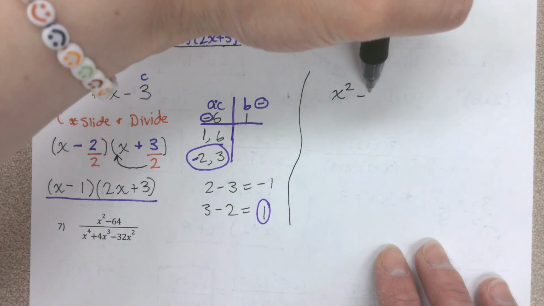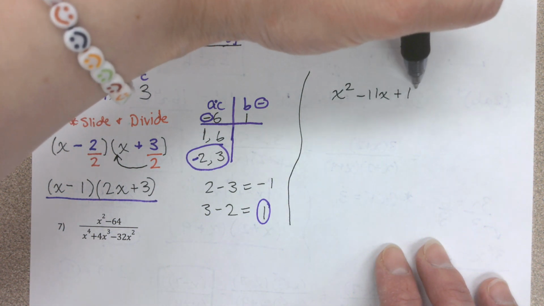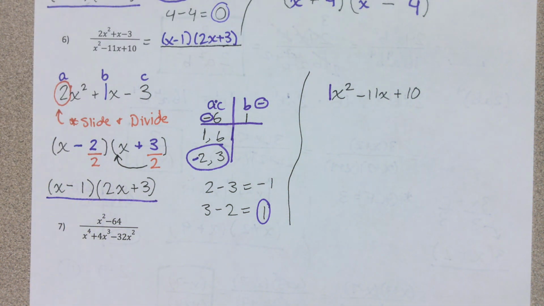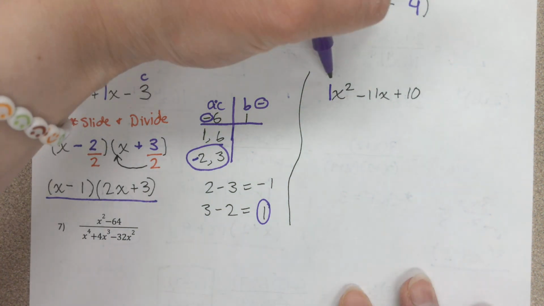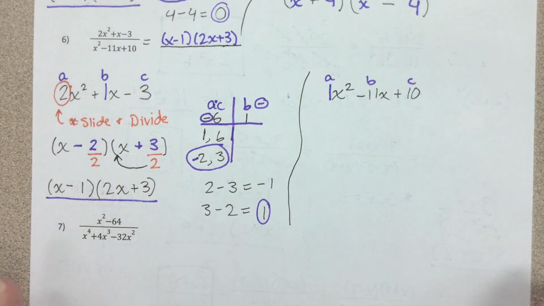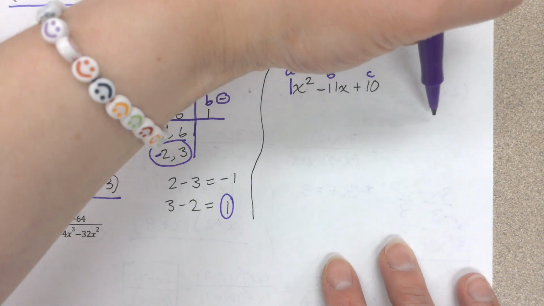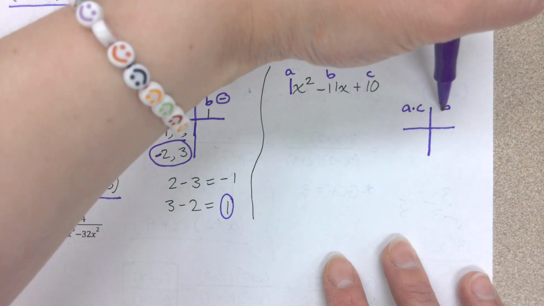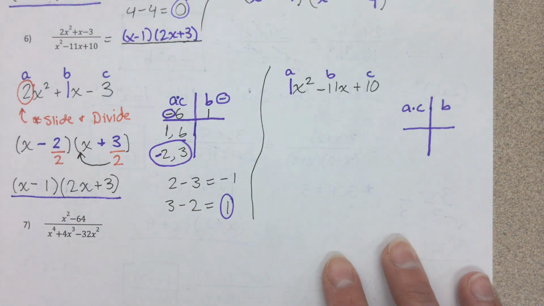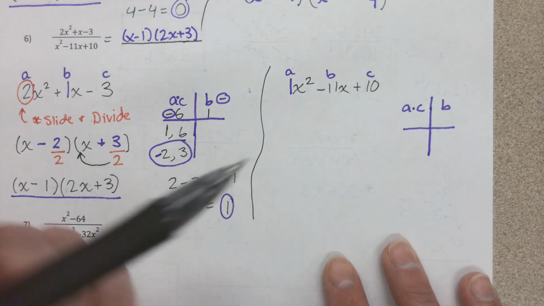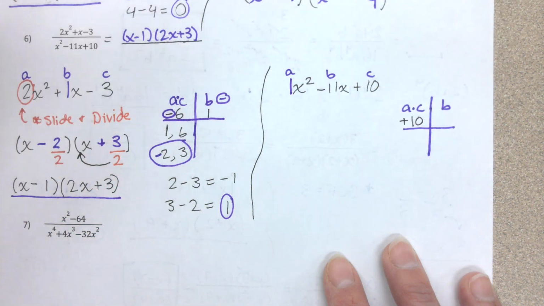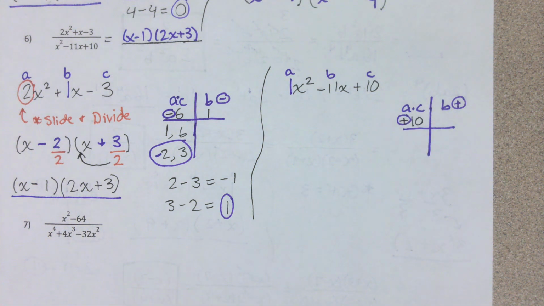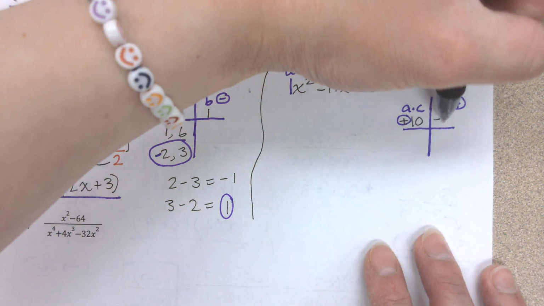X squared minus 11x plus 10. A is 1 here, no GCF, ACB chart. Label ABC. And let's set up our ACB chart. It's A times C on the left and B on the right. A times C, 1 times 10, that's just 10. And it's a positive 10. So in this problem, we're going to add on the right side. B is -11.